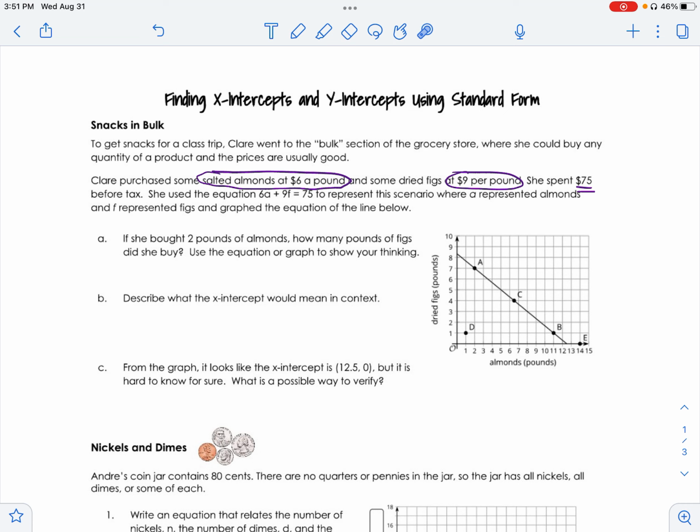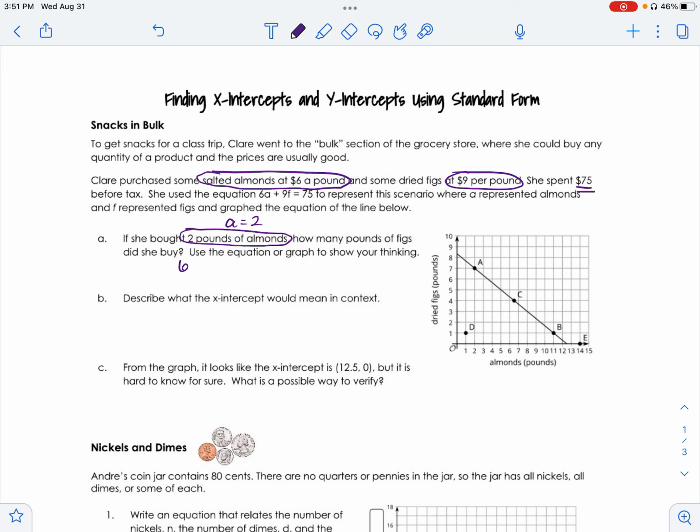So we have over here the graph that goes with this equation. If she bought 2 pounds of almonds, how many pounds of figs did she buy? Use the equation or graph to show your thinking. So let's start, how can we use the equation to answer this question? Well, if she bought 2 pounds of almonds, remember almonds is the a variable, that means that a equals 2.